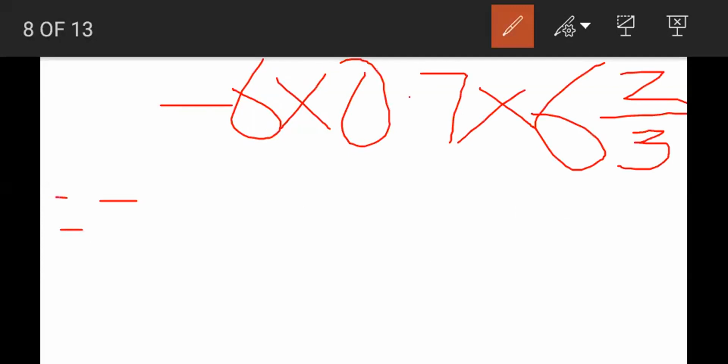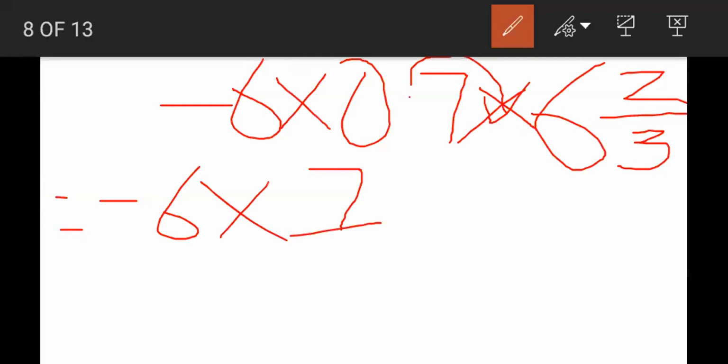Now, minus 6 times... change this 0.7 to a fraction. Just move the decimal to the last digit. That is 7 over... How many times do you move it? Just a single time, so extend it by one zero, that is 10. If you move it 2 times, you extend it by 2 zeros. If you move it 5 times, you extend it by 5 zeros.